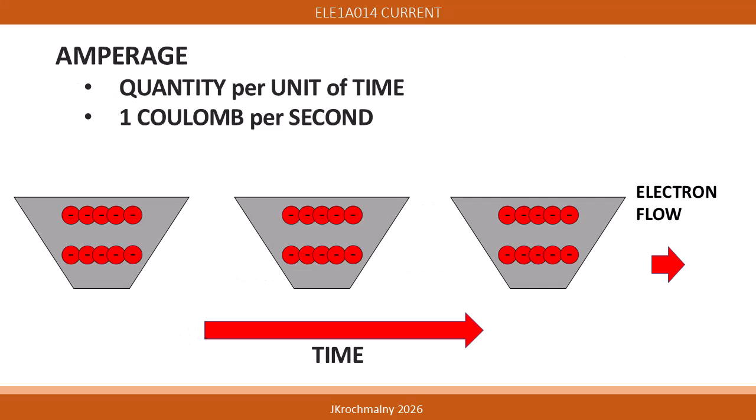1 amp is the value of 1 coulomb of electrons flowing past 1 point every second unit of time. 2 amps is the value of 2 coulombs of electrons flowing past 1 point every second.